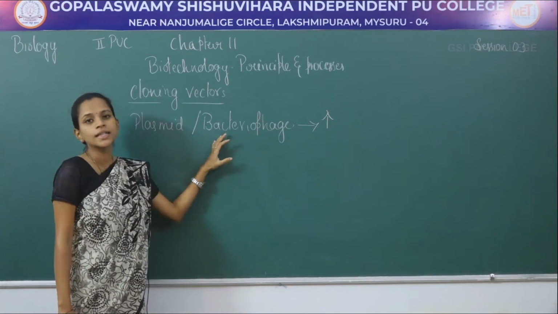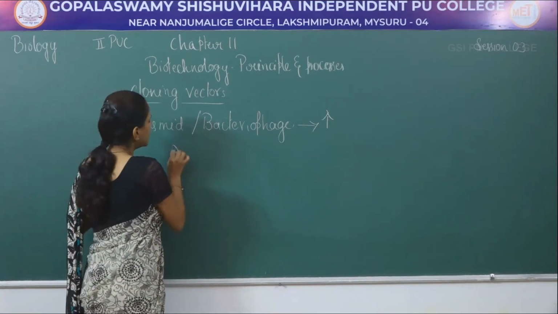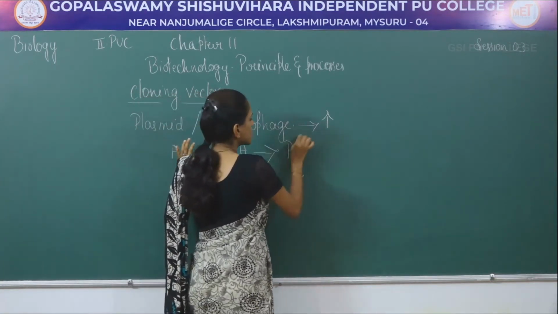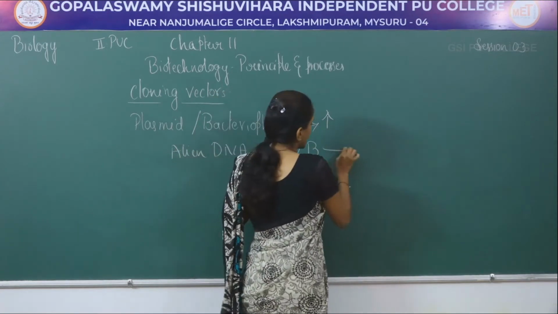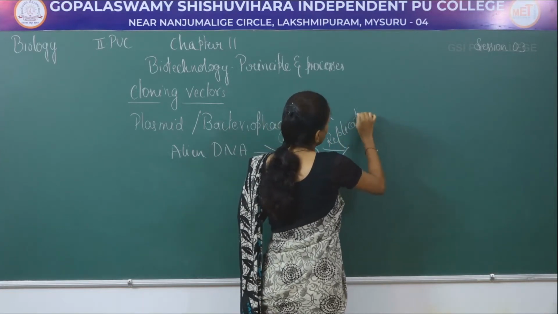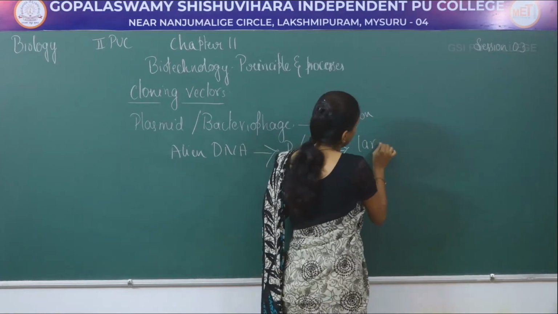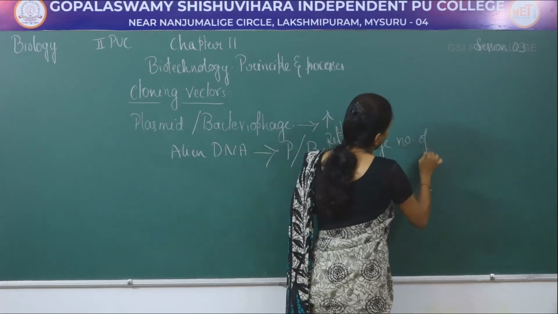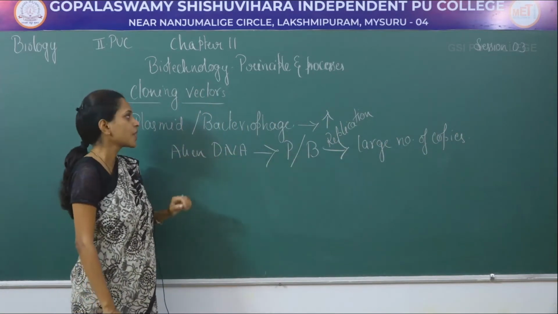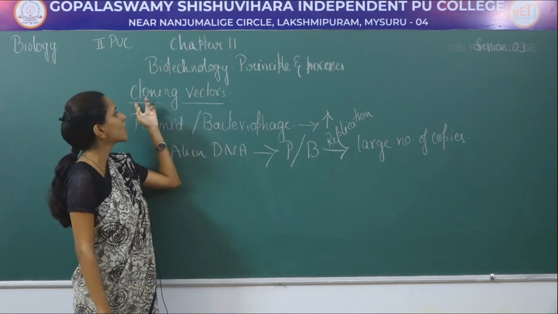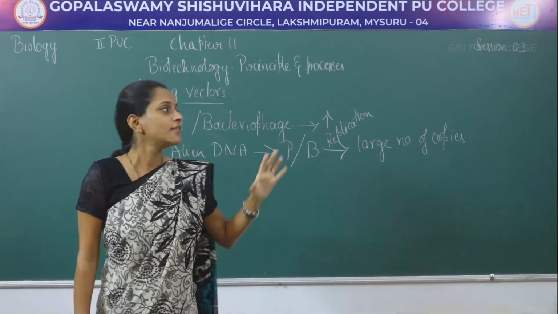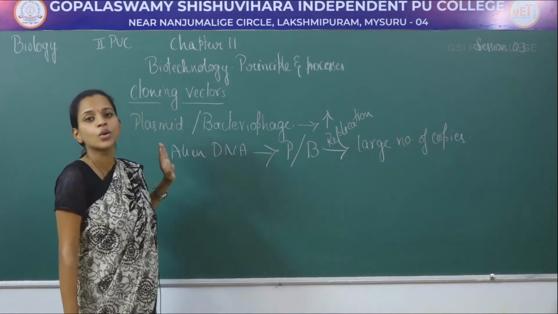When it comes to the process, it involves an alien DNA which will be inserted into a plasmid or a bacteriophage, which undergoes replication to produce a large number of copies. So that is how the process continues. Now first we should know what a cloning vector is and what the features are for cloning vectors to be chosen. So here we will be studying the features of cloning vectors.